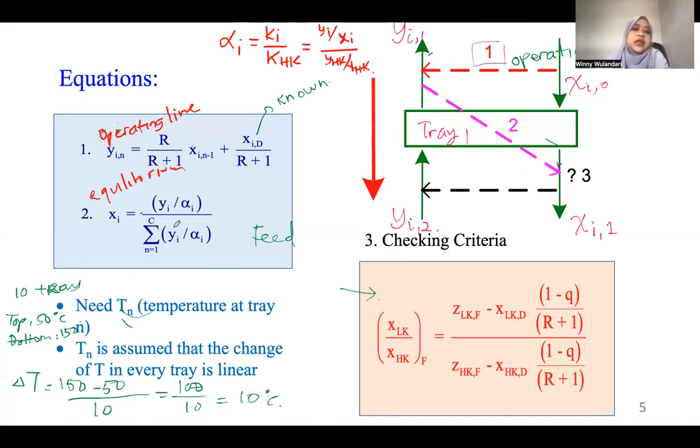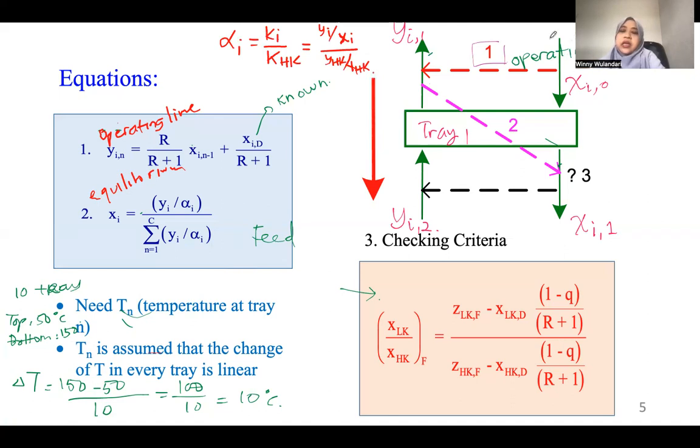Okay, so this will need the temperature at that tray. So let's just assume that the temperature at the tray would change linearly at every tray. Let's say, for example, your distillate is 50 degrees Celsius, your bottom is 150 degrees Celsius, and you have 10 trays. So at every stage you can assume that it will increase by 10 degrees Celsius.